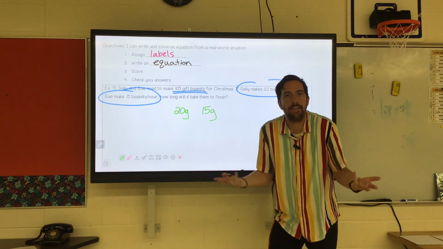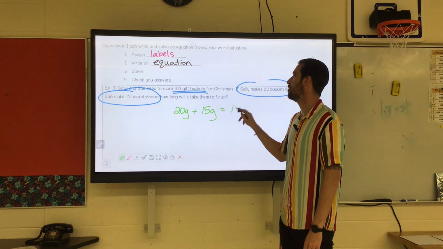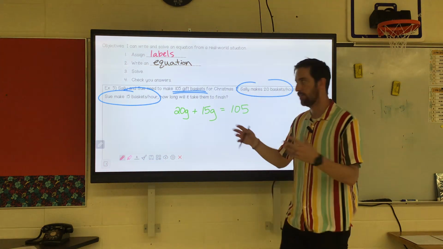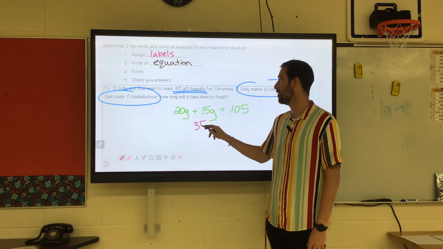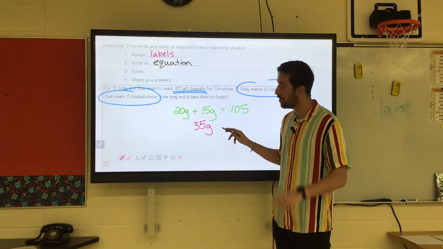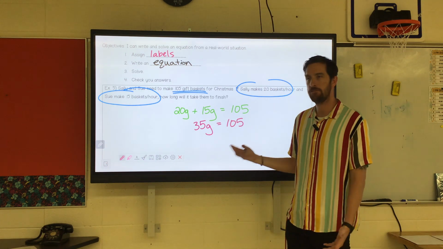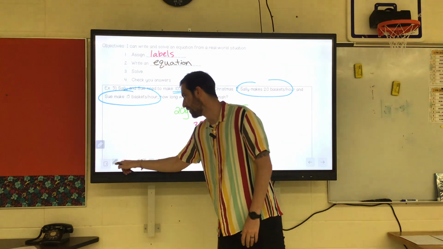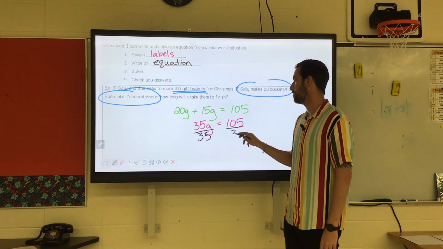Now here's Sally, here's Sue. They're working together. So we're going to add the gift baskets together, and we want to see when it's going to be 105 gift baskets. So nothing to distribute. We could combine our like terms here. That would give us 35 gift baskets per hour equals 105. Now if we're like, all right, they can do 35 together every hour, how many hours is it going to take? So we could divide both sides by that 35.